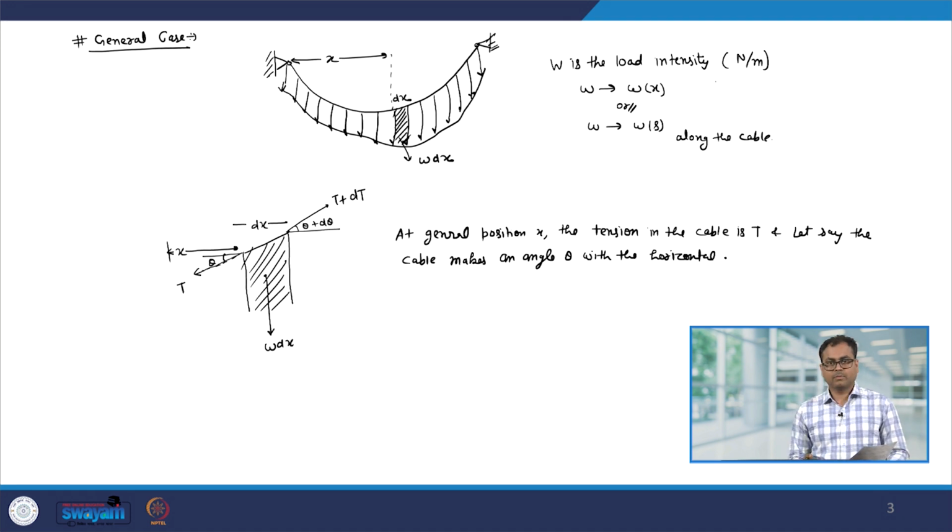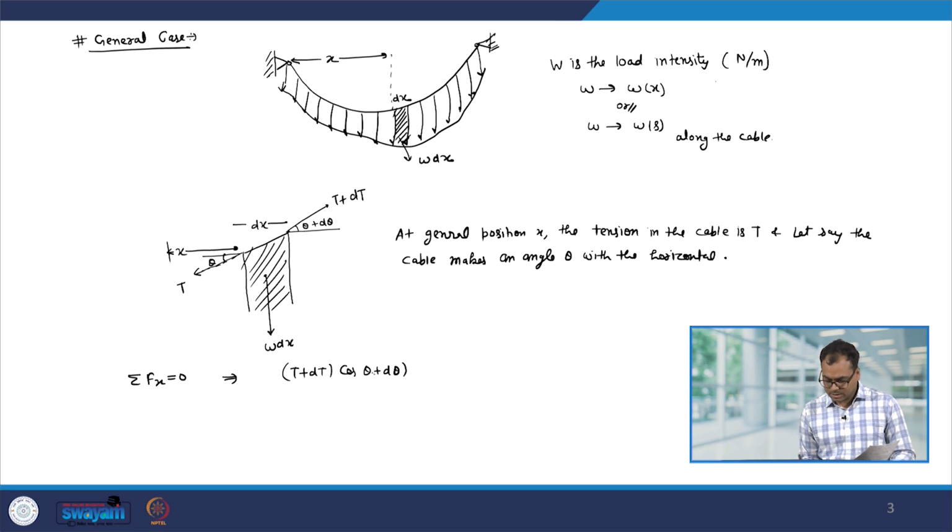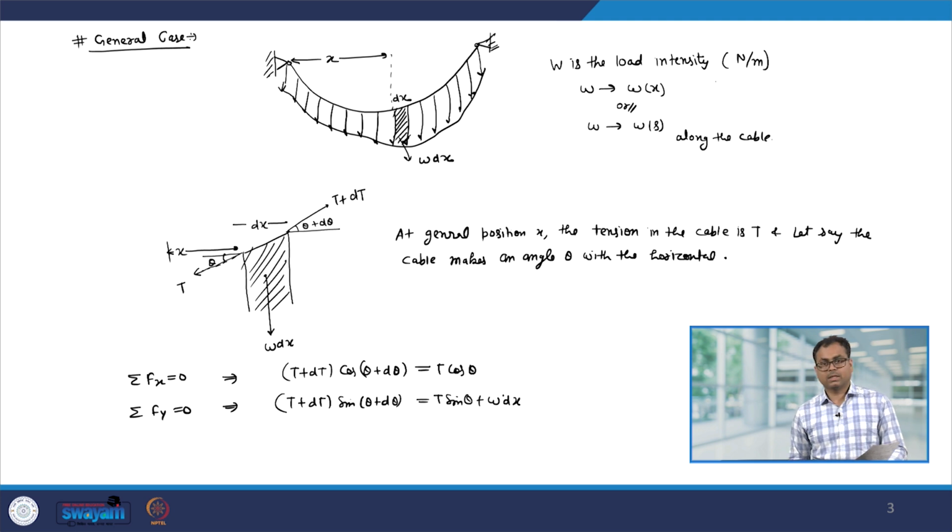Now, on this infinitesimal portion we can apply the equilibrium condition. So, let us use the force balance equation, summation Fx equal to 0. So, this will give us (T plus dT) cos(theta plus d theta) equal to T cos theta, and if we use the force balance in the y direction, then summation Fy equal to 0 will give you (T plus dT) sin(theta plus d theta) equal to T sin theta plus w dx.